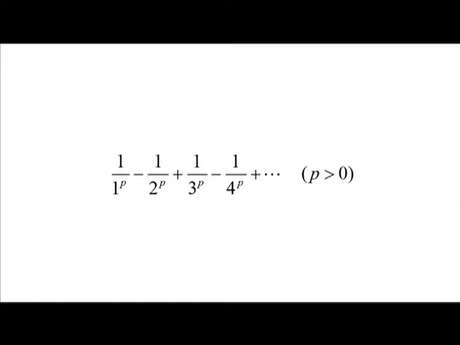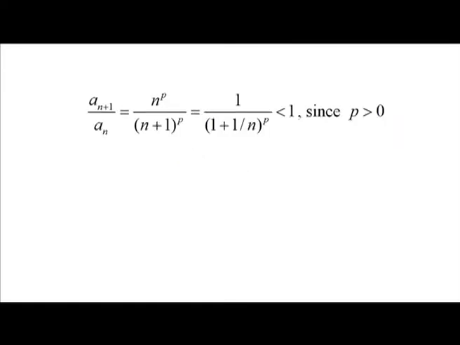where p greater than 0, writing the series in the form summation (-1)^(n+1) a_n where n from 1 to infinity. We have a_n equal to 1 upon n^p, and a_(n+1) upon a_n equal to n^p upon (n+1)^p, which is equal to 1 upon (1 + 1 upon n)^p, which is strictly less than 1 since p greater than 0. Thus, a_(n+1) is strictly less than a_n.